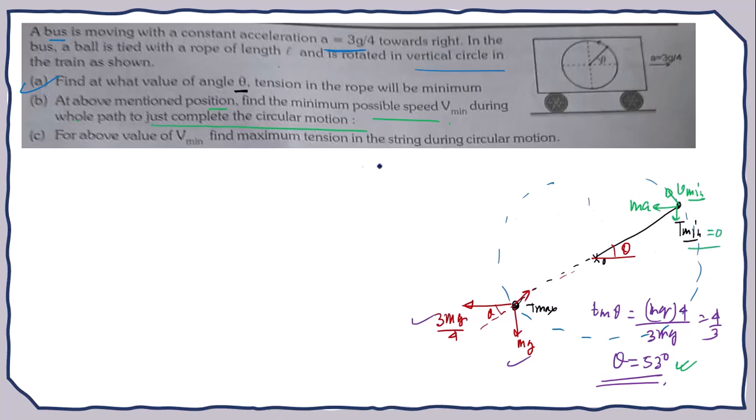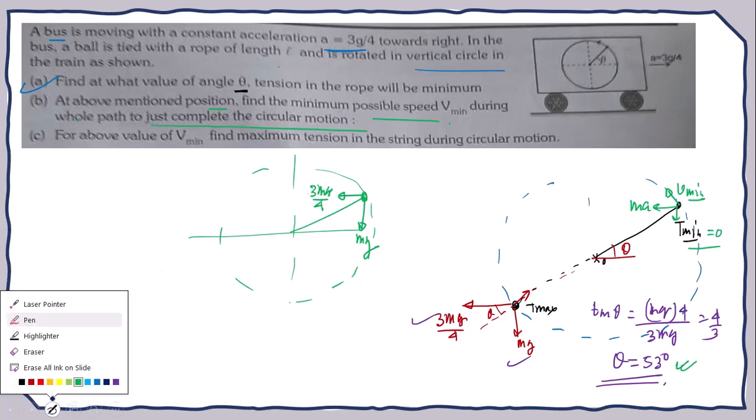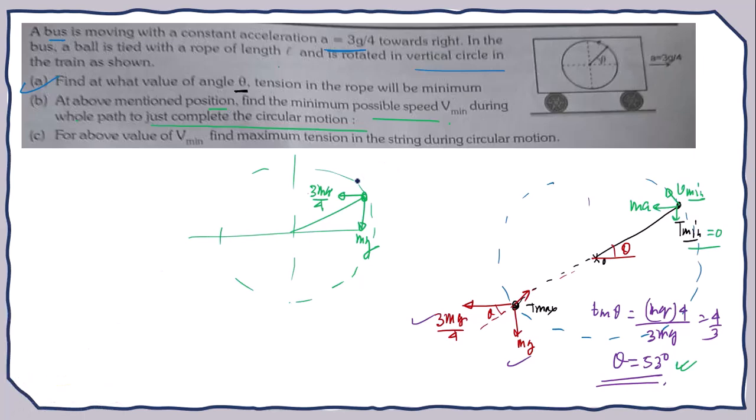Now at the inclined position, at a certain angle theta, the string is in this position. On this string there is one force acting in this direction, equal to m into a, that is 3 mg by 4. Another force, mg, is acting over here. At that instant, if the velocity is v, the corresponding term is mv square by L.